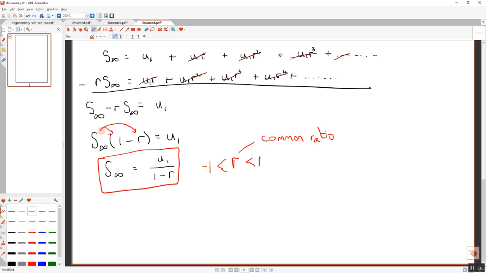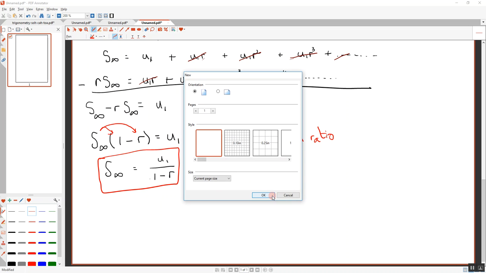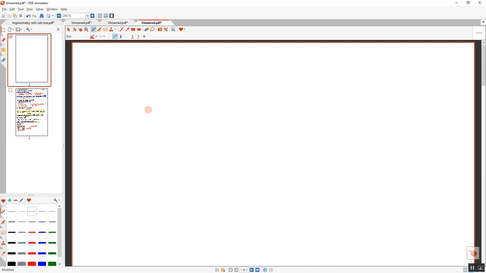So you want to see how this actually works? It's really straightforward to actually use this. Okay, so let's do this question. It should take you literally 30 seconds. Find the sum of this geometric series.